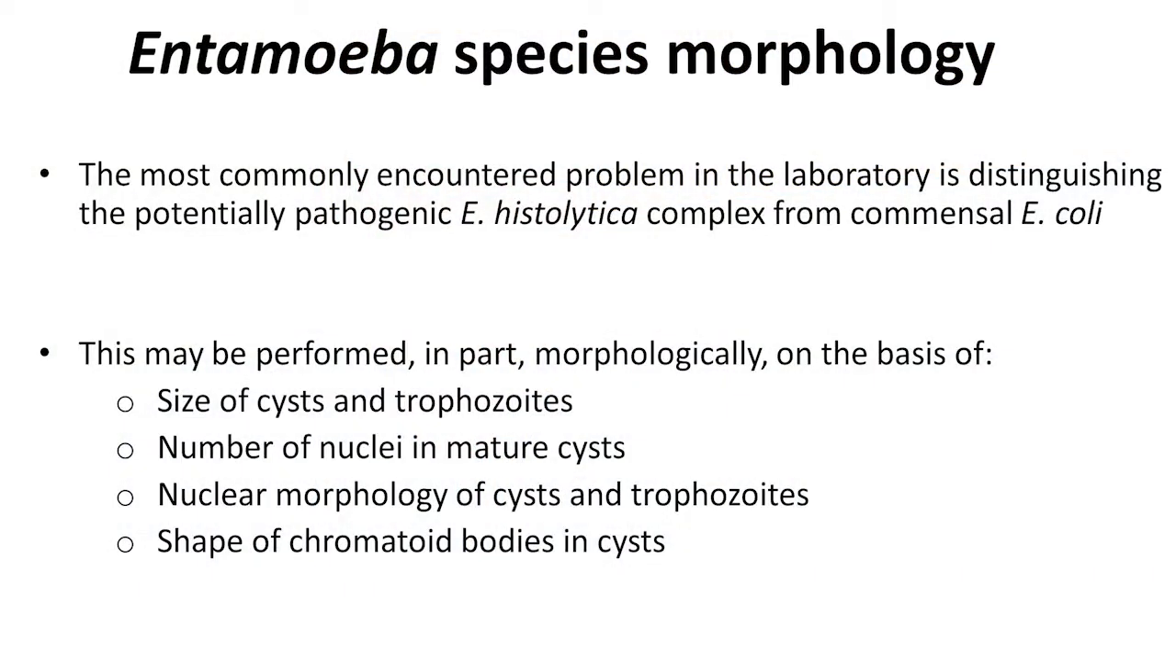But once a cyst has matured, the number of nuclei in that cyst is very helpful for us in determining what species it may be. The next and probably the most important step is the morphology of the nucleus in cysts and trophozoites. By looking at the morphology of the nucleus, it really is very helpful for us in differentiating the histolytica complex from Entamoeba coli. And finally, if you find them within cysts, chromatoid bodies, which are also known as chromatoid bars, the shape and size of them can help you with differentiating those two species.